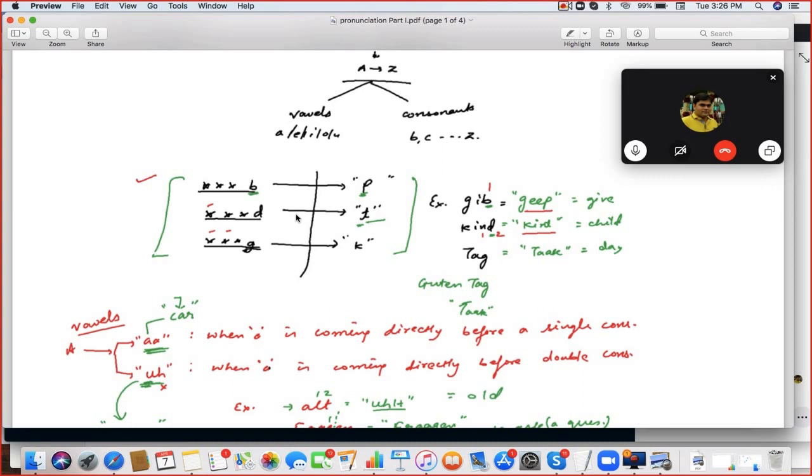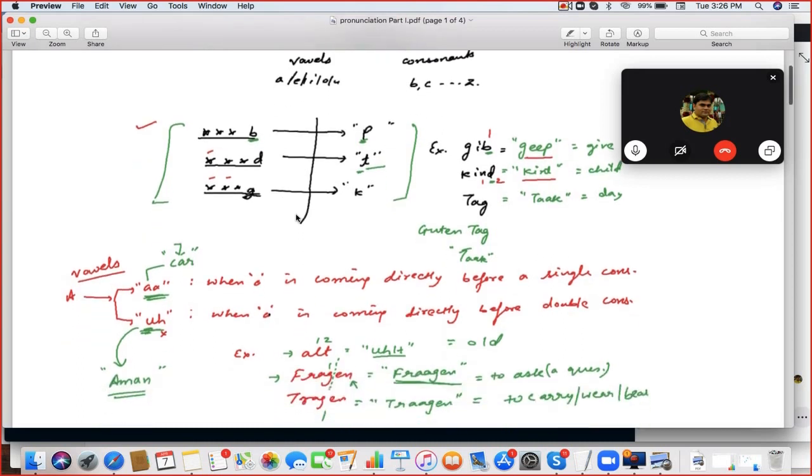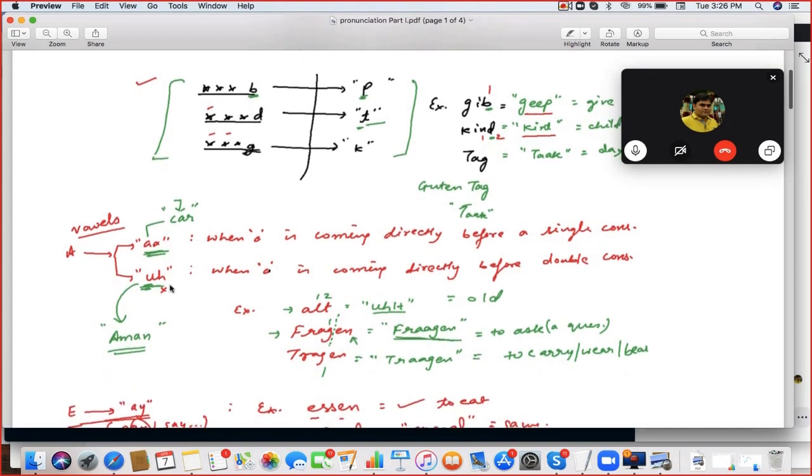Got it? Now, next we have is A. A is having two sounds, A and A. I am telling you the trick. A is having two sounds. If after A there is a single consonant.